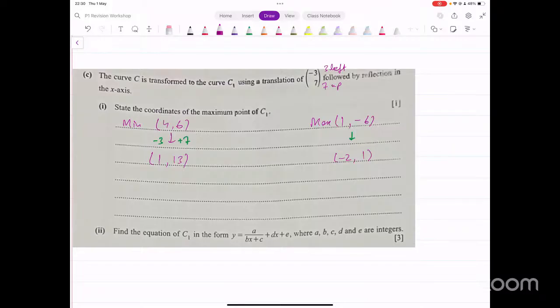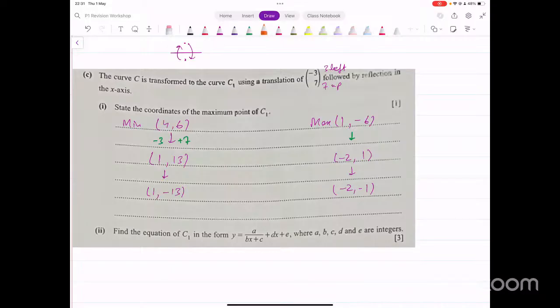And then you have a reflection in the x-axis. What happens when you have a reflection in the x-axis? That's a vertical reflection. A point that was above the line goes below the line, and a point that was below goes above. The y-coordinate gets multiplied by -1. So this would become (1, -13), and this would become (-2, -1). Now, which point are we talking about?